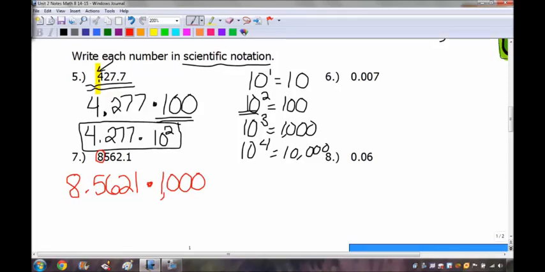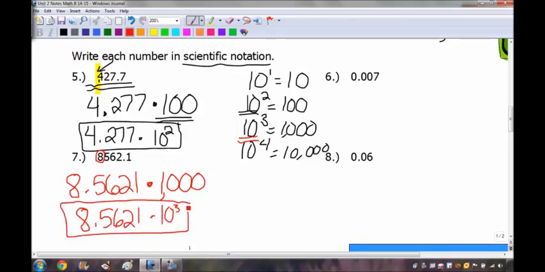So 1,000 is 10 to the third power. So my answer is 8.5621 times 10 to the third power. Okay? Number 6, though, is a little bit trickier.